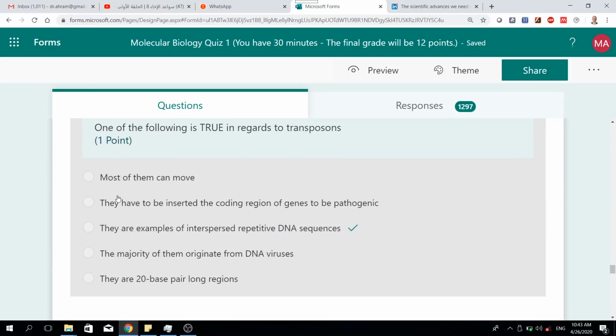Transposons, most of them can move. That's not right, we're looking for the true statement. They have to be inserted in the coding region of genes to be pathogenic. Well, no, that's not right. Why? Because they can be inserted in the regulatory region. They are examples of interspersed repetitive DNA sequences. Well, that's right. They are repetitive and they are interspersed. The majority of them originate from DNA viruses. No, they originate from RNA viruses, retrotransposons.